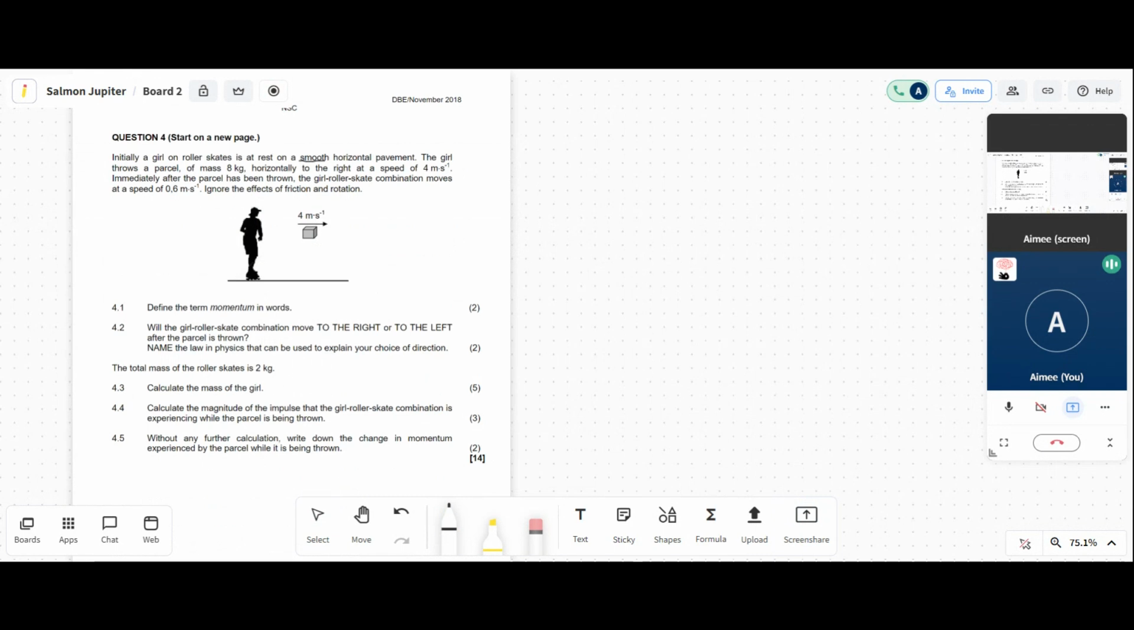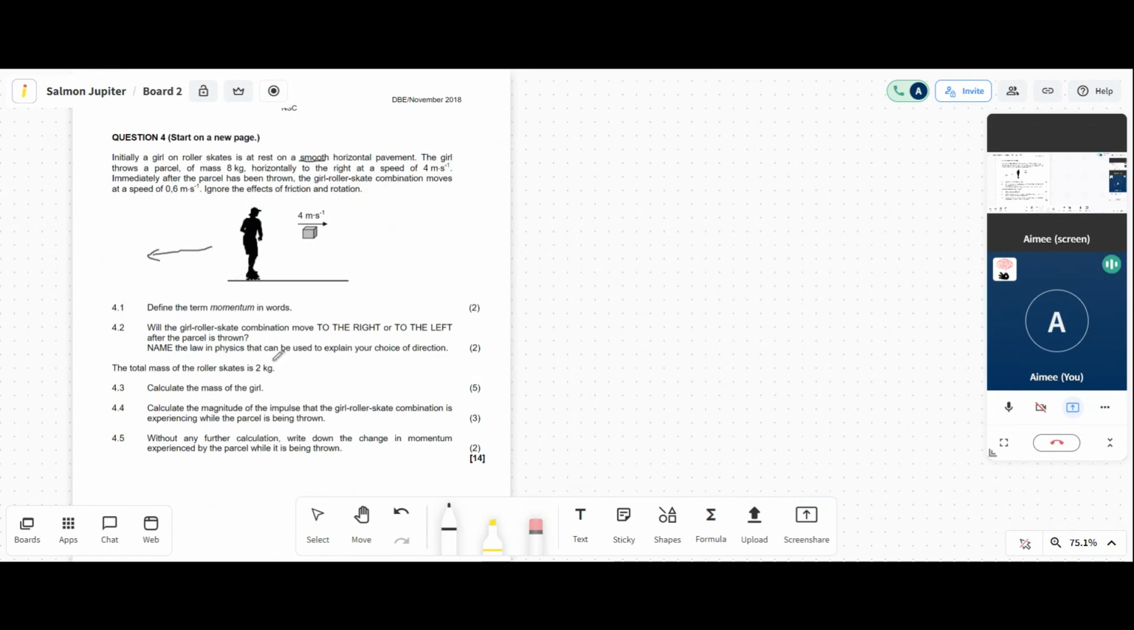Question 4.2. Will the girl roller skate combination move to the right or to the left after the parcel is thrown? Name the law in physics that can be used to explain your choice of direction. So she's stationary, she's not moving anywhere, to start with. But she has an 8-kilogram package in her hand, and the girl throws this package to the right, with a speed of 4 meters per second. Now the answer to this question is the girl will move to the left.